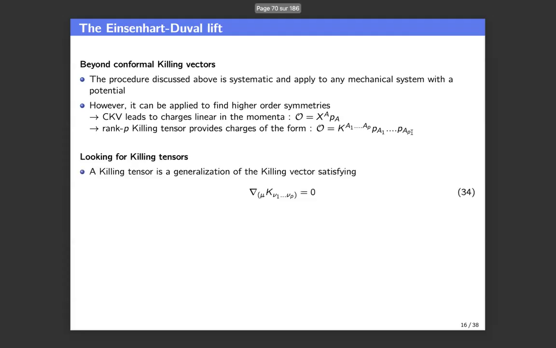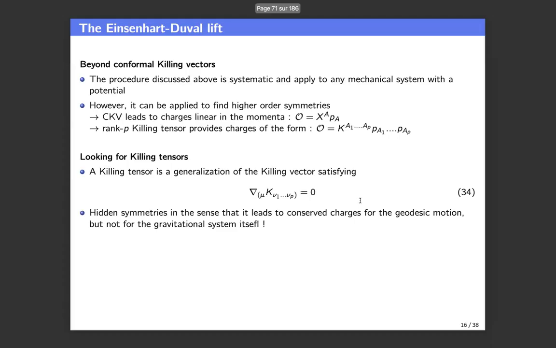So what is a Killing tensor, for those who don't know? A Killing tensor is a generalization of the Killing vector which satisfies this equation. You see that for a rank 1 tensor, this is just the Killing vector equation. And obviously you can add something here to make it a conformal Killing tensor, but that's just something more general.